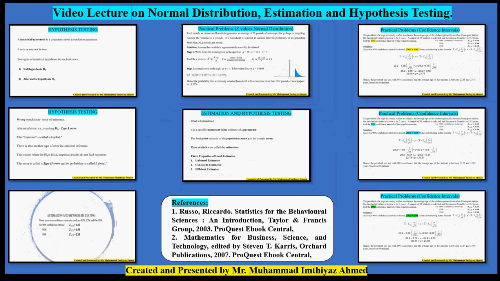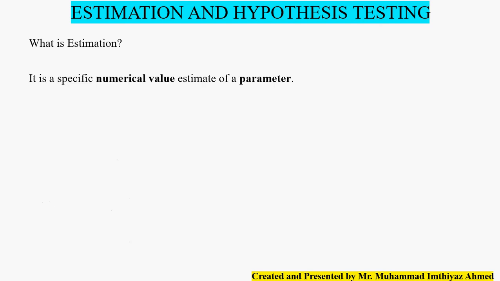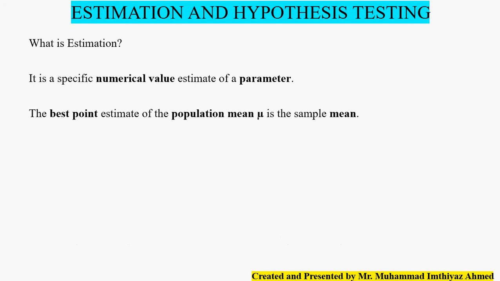Let's move on to the second part to understand what is estimation and hypothesis testing. First, let us understand what is estimation. It is a specific numerical value, or it is also said estimate of a parameter. The best point estimate of the population mean, as it is indicated by the symbol, is the sample mean. These statistics are called the estimators.